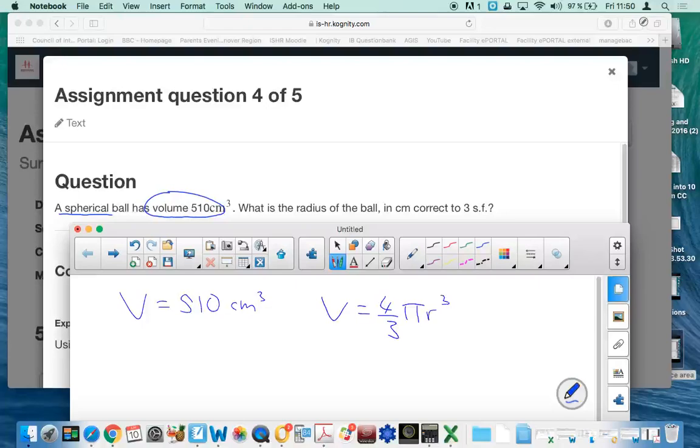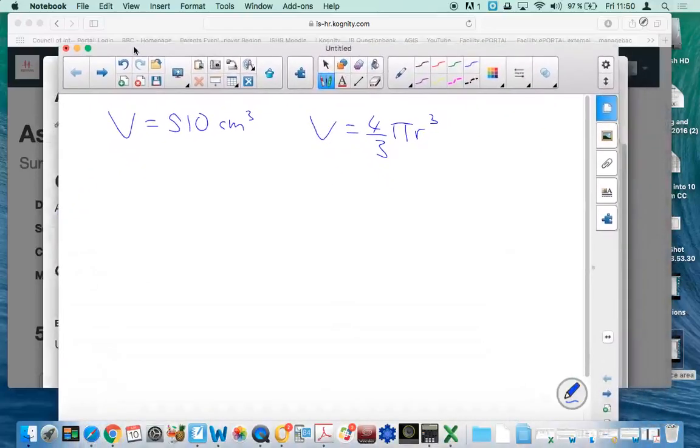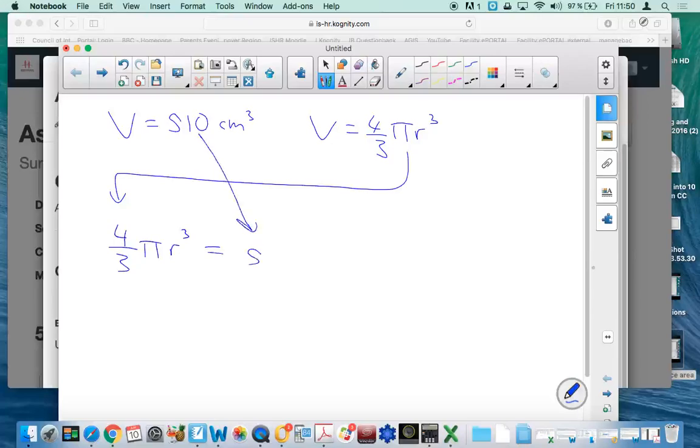4/3 pi r cubed. And now I've got to go backwards to find the radius. I'm not told the radius. Also, they do specify 3 significant figures. So again, it's not complicated, but watch how I do it. Now, I know the answer to this. So what I do is I take this 4/3 pi r cubed, I write it first, and I know what the volume is, so I write the volume down.